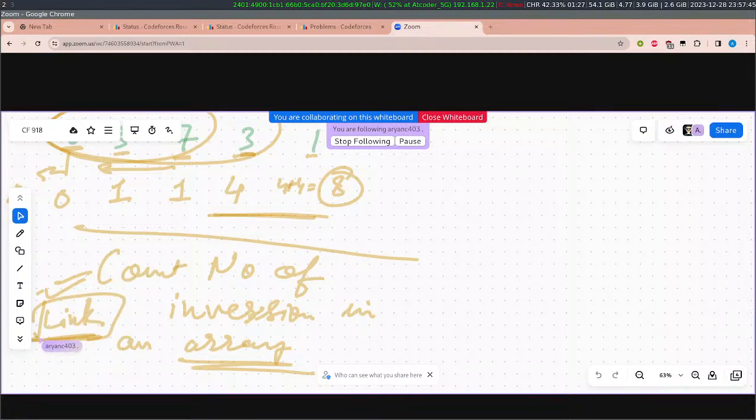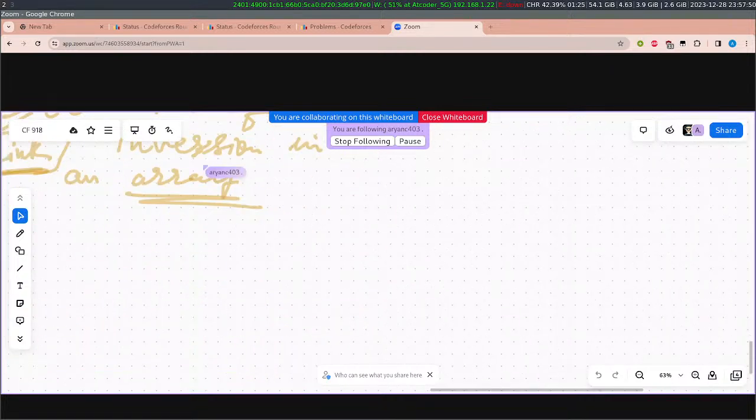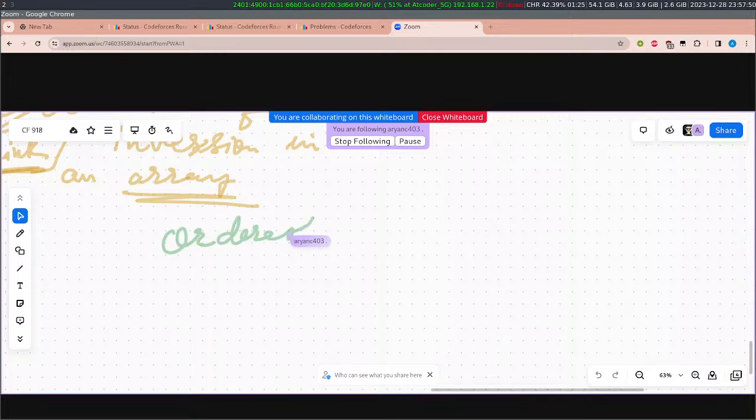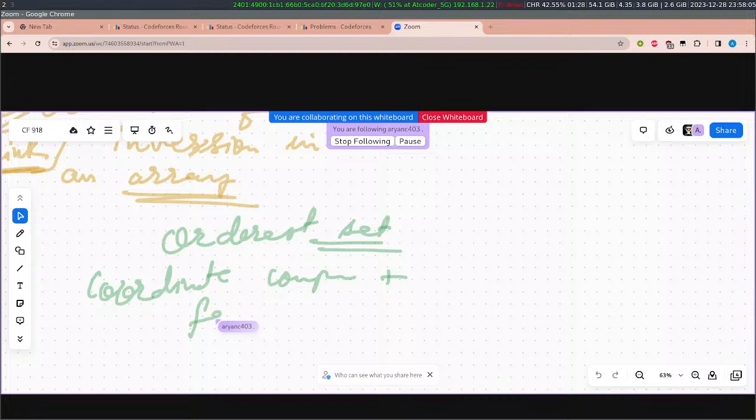The next part was trying to optimize it. Some people use an ordered set for it. Some people did coordinate compression and then a Fenwick tree or segment tree, whatever they call it. And probably I will keep that part as homework.